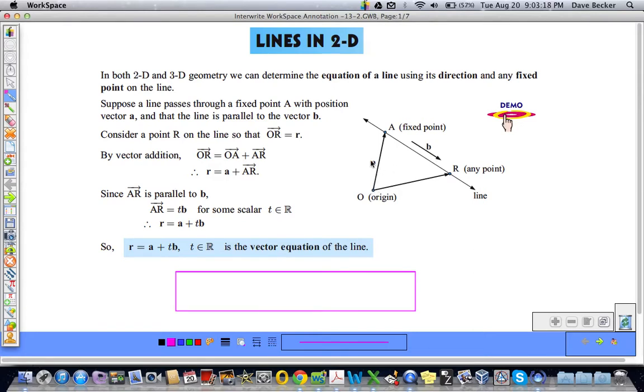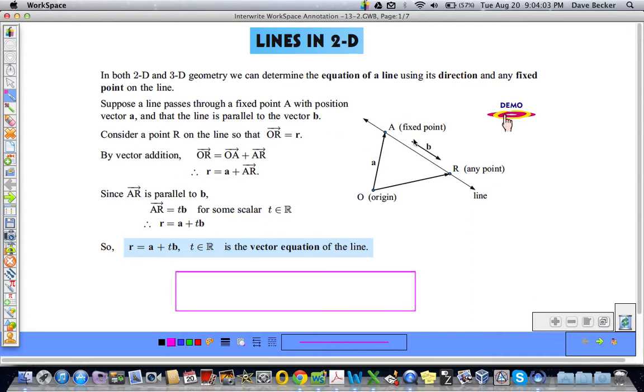Okay, and that the line is parallel to the vector B. So this is the line they're talking about right here, and they're saying that it's parallel to this vector B. Okay. So then they say consider a point R on the line. So this point R could be anywhere, but they're saying it's here, any point R on the line, and they are saying that vector OR is equal to the little vector r, and they use the little vector r as the resultant vector. So vector OR, from here to here, is equal to vector OA plus vector AR.